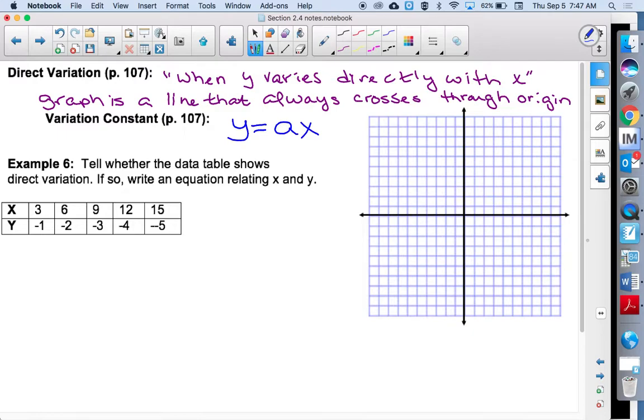That's why we get that y varies directly with x. So whatever x does, that forces y to follow. The variation constant is the a value. And we kind of refer to that as the slope because it increases at a constant rate.